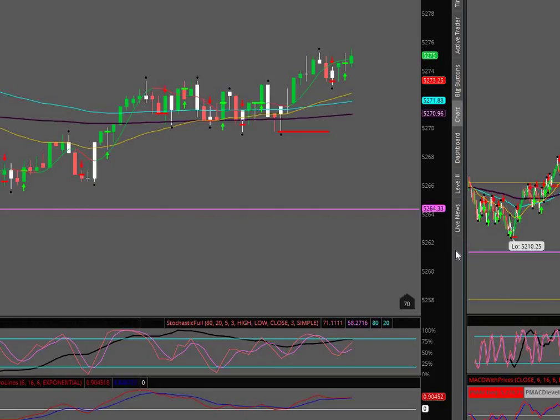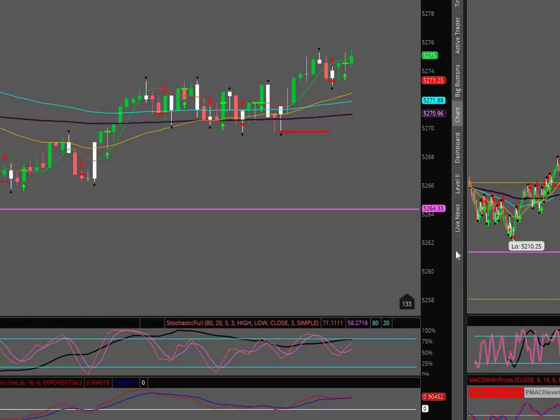Now, this is a stochastic down here. We've got a nice stochastic pattern. We've got this support here that we've already established with 2 prior lows. We've got a nice 2-bar candlestick reversal pattern here. So what I'm going to do is say, yeah, I want to be long this breakout, but I'm going to buy down here.